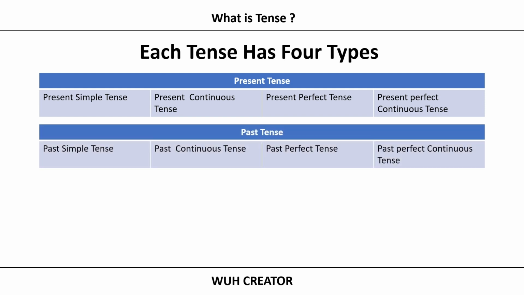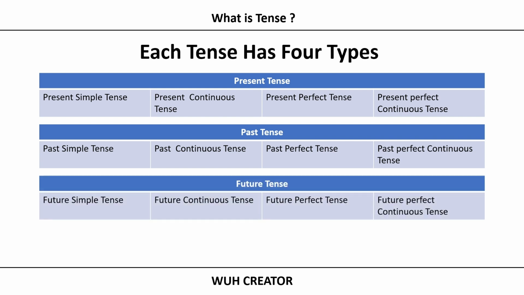Past simple tense. Past continuous tense. Past perfect tense. Past perfect continuous tense. And future simple tense. Future continuous tense. Future perfect tense. Future perfect continuous tense.